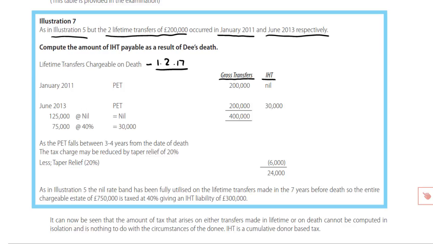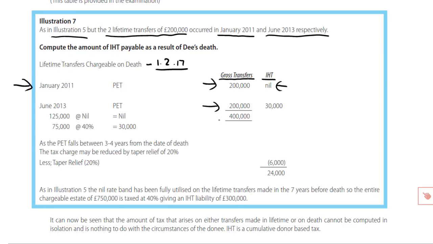Come forward from that date. Yep, there is a pet January 11. Remember, any pets before the 1st of February 17 are to be ignored. January 11 pet, £200,000. So again, all of it consumed by the available nil rate band, so no tax to pay. On to the second £200,000 going in there.